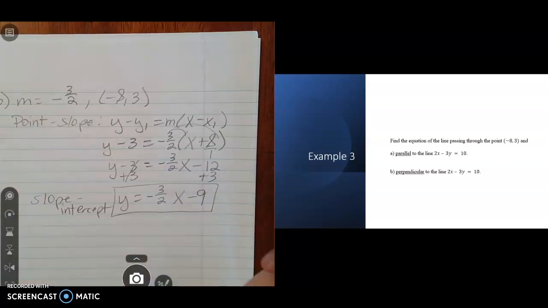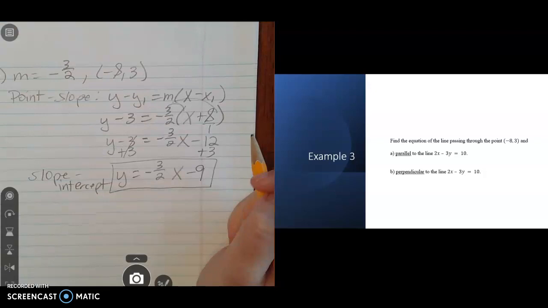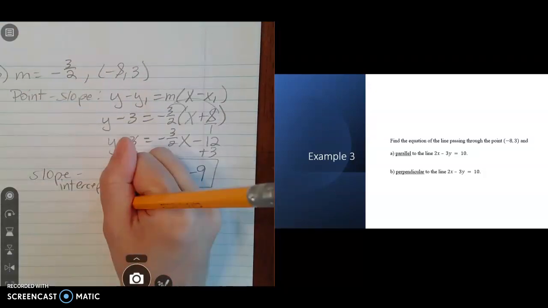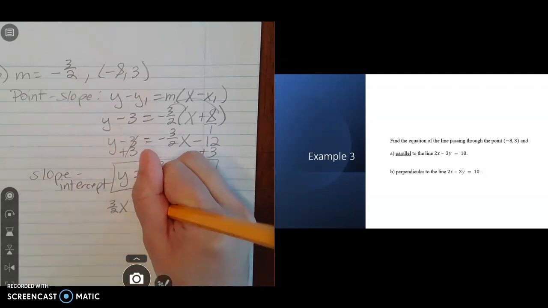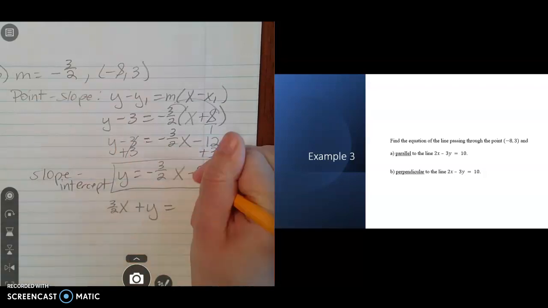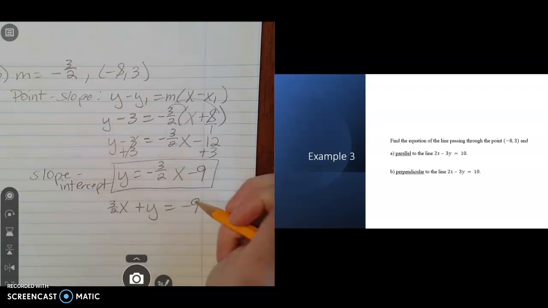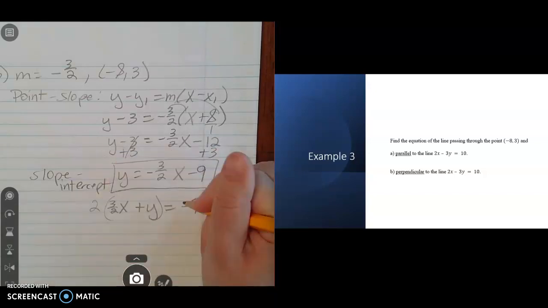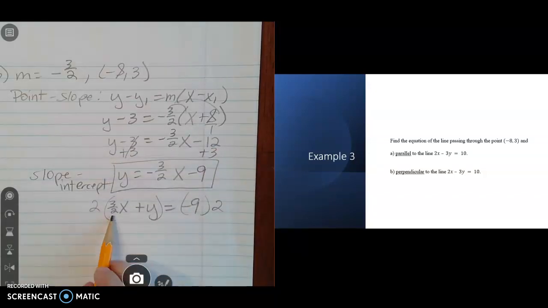Okay, if you want to get into standard form from here, you certainly can. We would add 3/2 x to both sides. So I'll have 3/2 x plus y equals, that would be a -9. And then we just don't want the fractions. The leading coefficient is already positive. So all I've got to do is multiply everything by 2. Just so that we don't have a fraction over here, we want just integers.